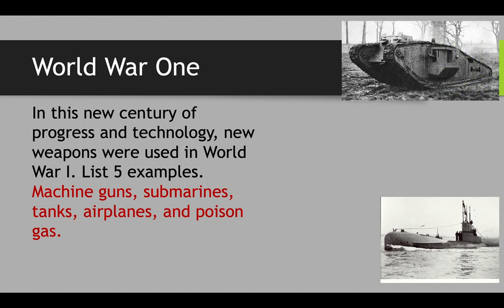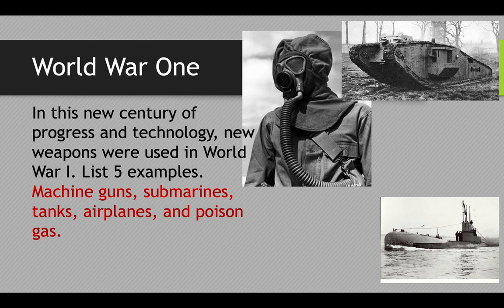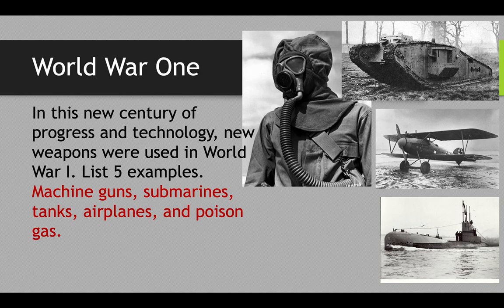You also have tanks, which were designed in England to drive over trenches and protect you while you were doing so. You also have poison gas. Not only were enemies lobbing bombs into opposing trenches, but they were also lobbing mustard gas and other types of poisonous gas bombs that would blind the enemy or tear off their skin or fill up their lungs and kill them. Then you have airplanes.